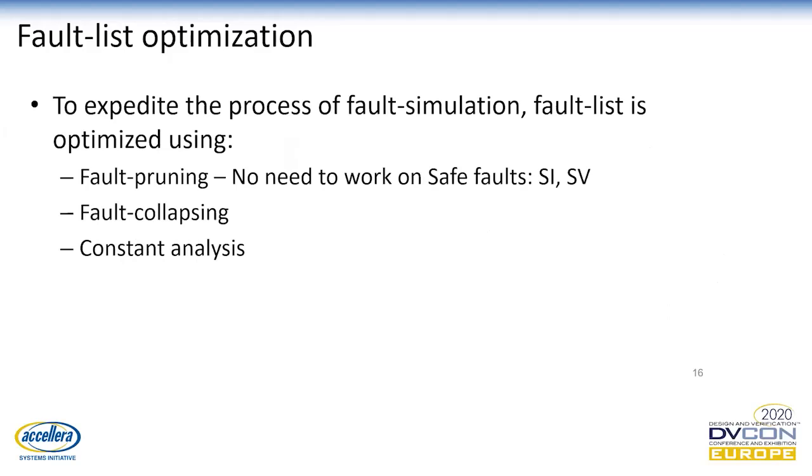You can also do the optimization by fault collapsing. We'll see it in the next slide. This is nothing but equivalent faults that can be removed from the overall simulation list, so you only simulate the required faults. And we can also do constant analysis.